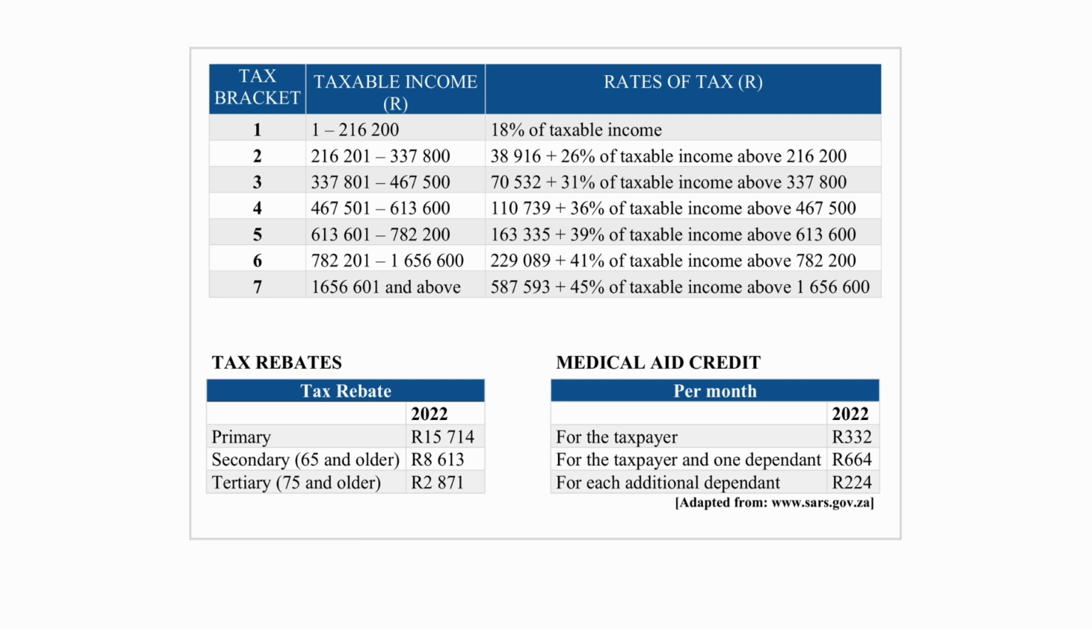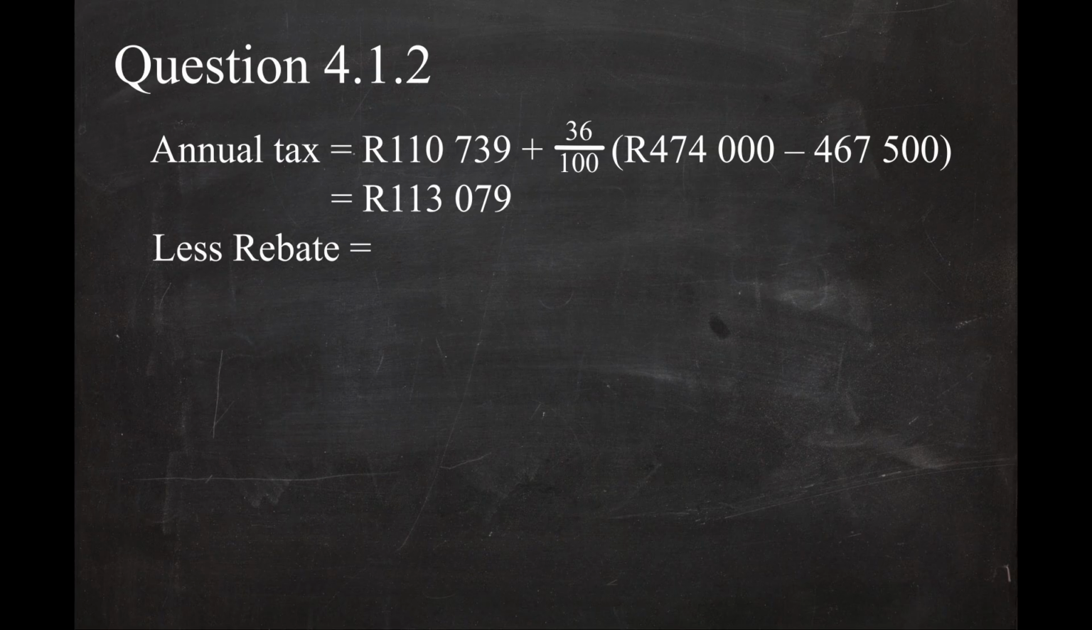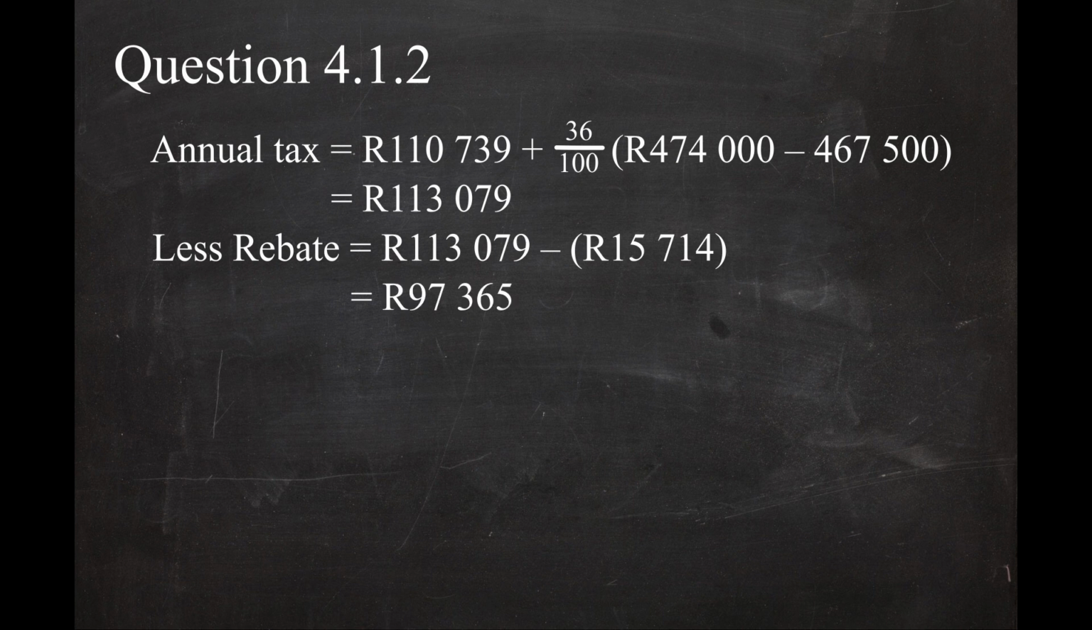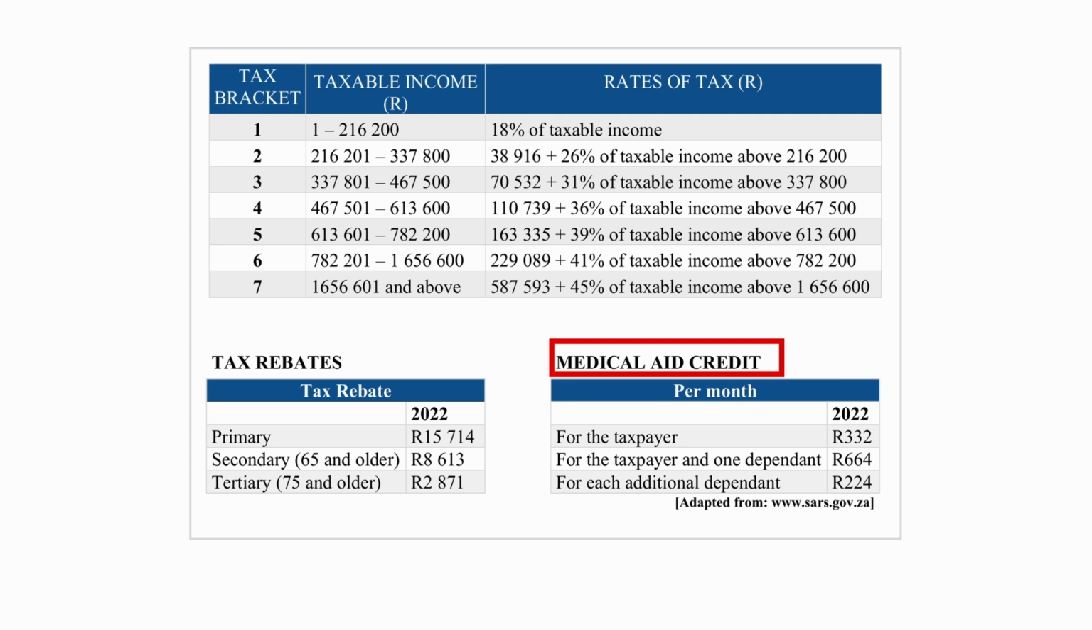The next step is to deduct the rebates. Since this person is younger than the age of 65 years, he will only qualify for a primary rebate. So the annual tax less rebate is 113,079 Rand minus 15,714 Rand. This equals an annual tax less the rebate of 97,365 Rand.